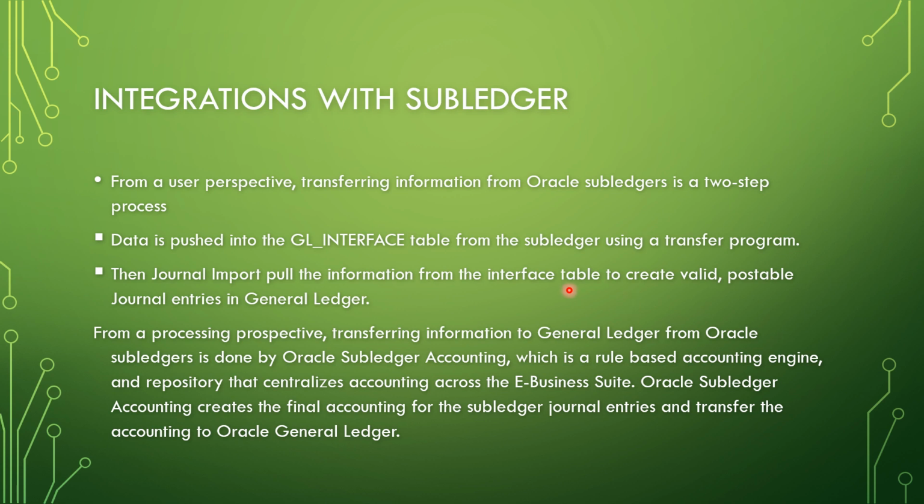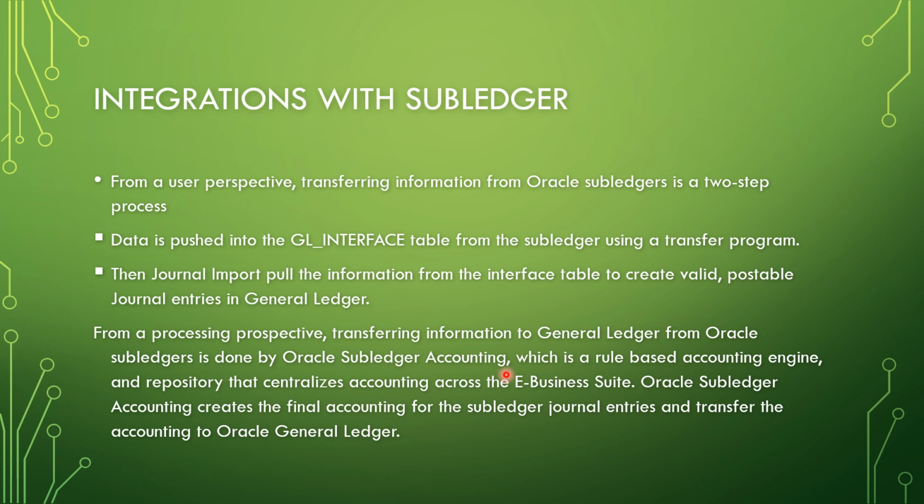So, how is Oracle Financial seen from a technical side, and how does it integrate? Transferring information from the Oracle subledger is a two-step process. Data is pushed to the GL interface, coming from the subledger to the GL interface using a transfer program. Journal Import pulls the information from the interface table to create valid, postable journal entries in General Ledger. Processing-wise, transferring information to GL from the subledger is done by Oracle SLA.